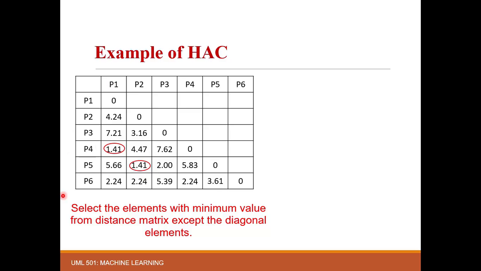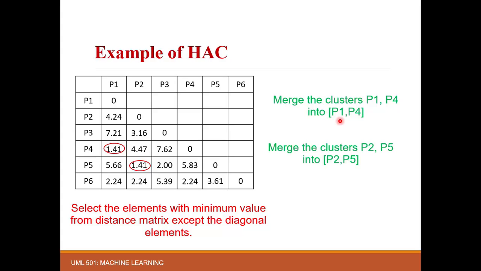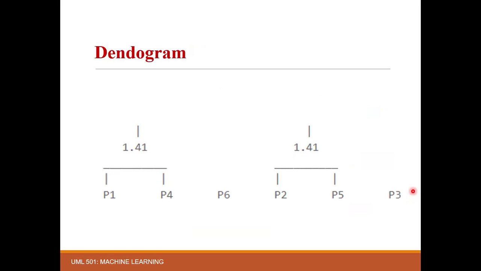Next, we merge the clusters with points P1 and P4 into one cluster named [P1, P4]. Similarly for P2 and P5, [P2, P5]. Okay, compute the distance matrix again. The picture here depicts a partial dendrogram corresponding to the merging of the initial clusters.